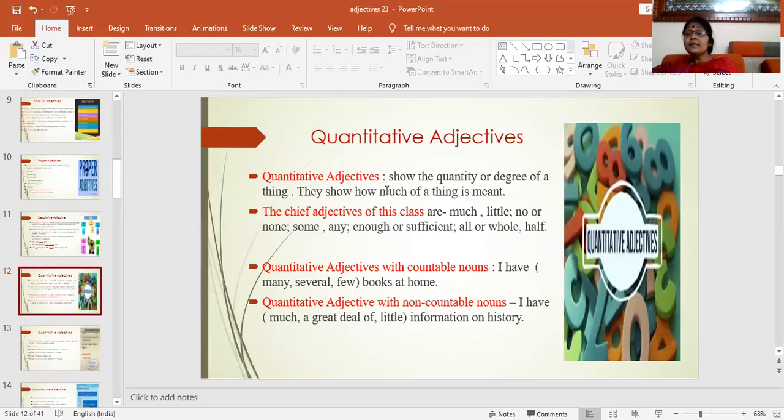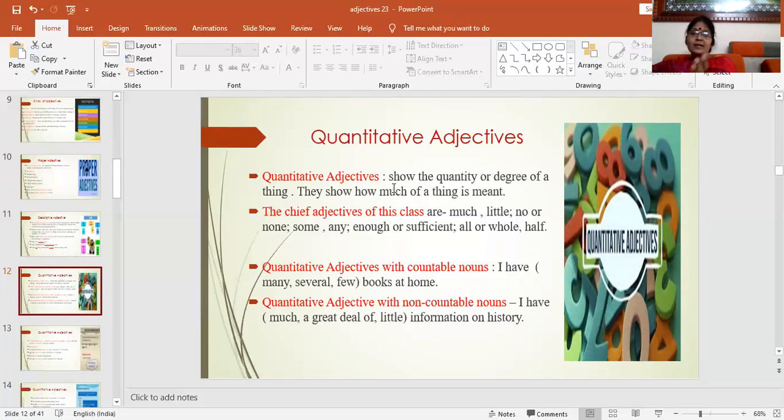Next is quantitative adjective. Now, quantitative adjectives show the quantity or degree of a thing. They show how much of a thing is meant. The chief adjectives of this class are much, little, no or none, some or any, enough or sufficient, all or whole, half. So in this way we use them. Now, quantitative adjectives are used with countable nouns. They are also used with non-countable nouns. Sometimes some quantitative adjectives are used with both countable nouns and non-countable nouns.